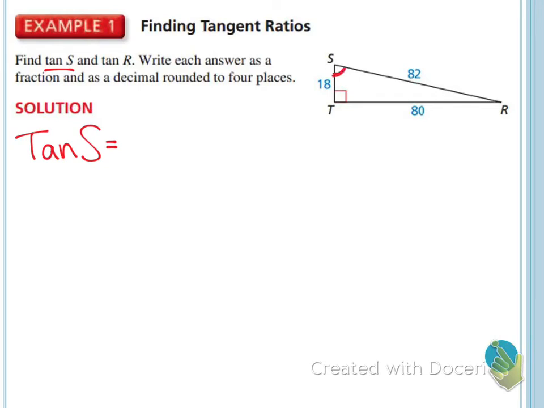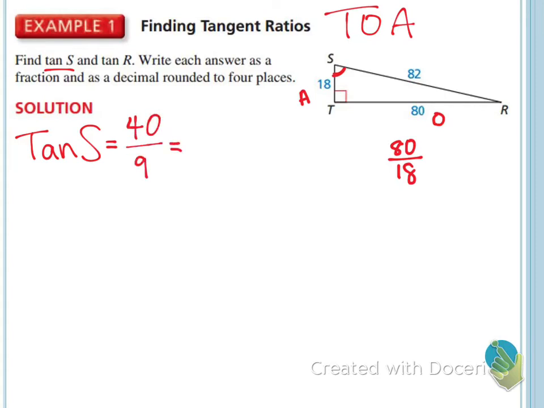So from S, tangent is TOA out of SOHCAHTOA. So we know we need the opposite and the adjacent. So what is opposite of S? 80. And then which is adjacent? 18, because 82 is your hypotenuse. So what will go in the numerator? 80 over 18. I write it over here because they're both even, so they can be reduced. What is 80 over 18 reduced to? 40 over 9.